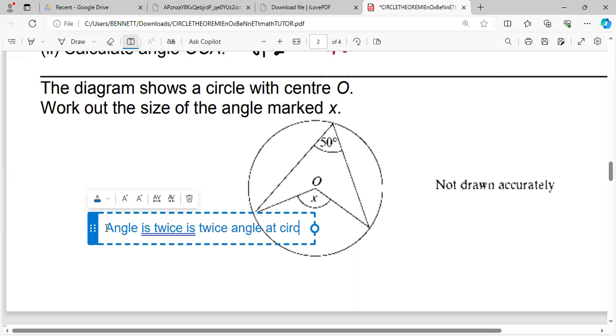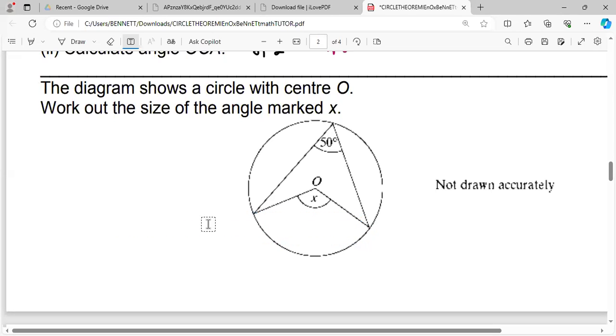Just practice them, guys. So that means this is equal to 100, because it's double the 50. So this works out to 100. And of course, it's going to be 2 times the 50, which gives us that.